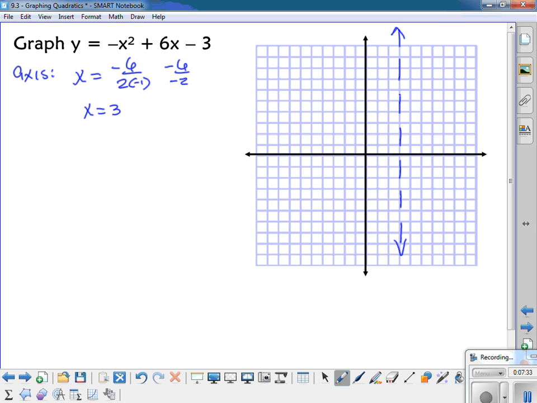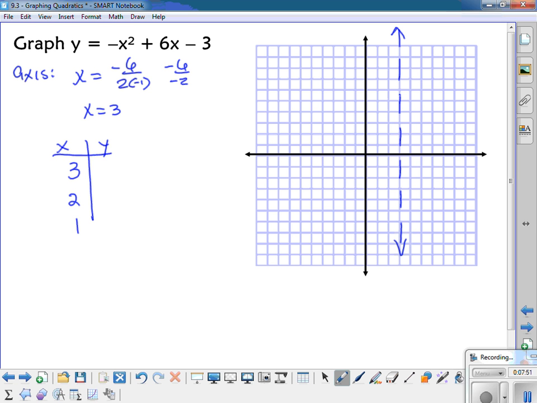All right, so now I know where to start my table. I started at 3. I can count up or count down. What's going to be easier? Down. Counting down, smaller numbers, right? All right, so I'm going to plug in the 3, the 2, and the 1.